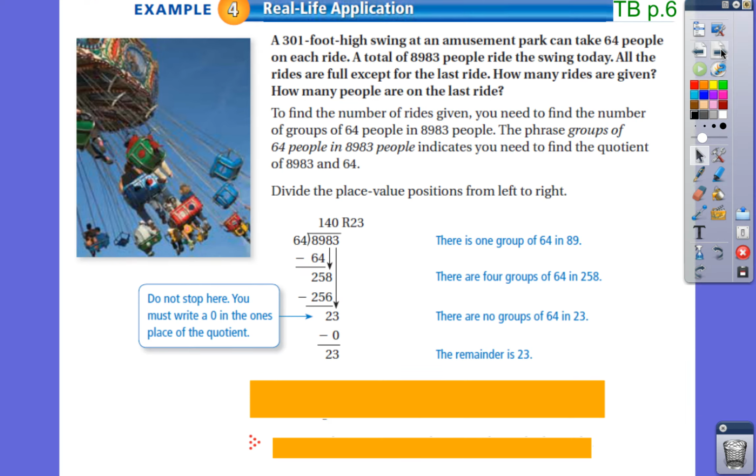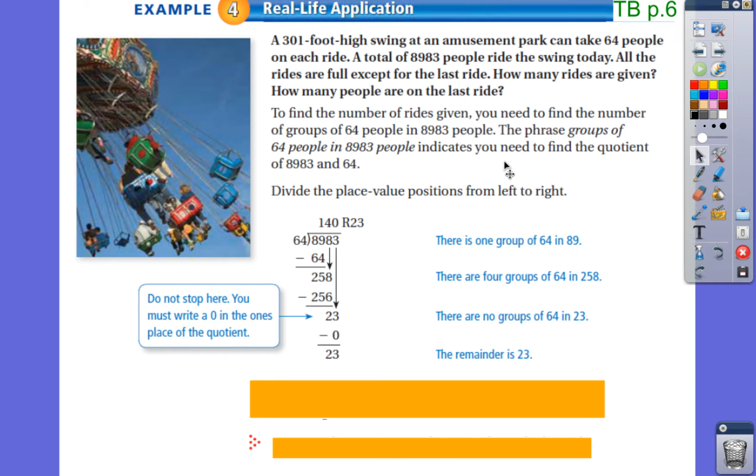Okay, this is example 4. In this problem, we have a 301-foot high swing at an amusement park. The swing can take 64 people on each ride. We have a total of 8,983 people that want to ride the swing today. All the rides are full except for the last ride. How many rides are given and how many people are on the last ride?